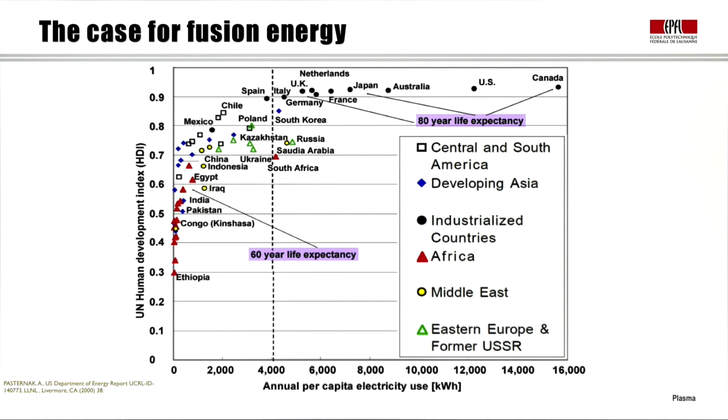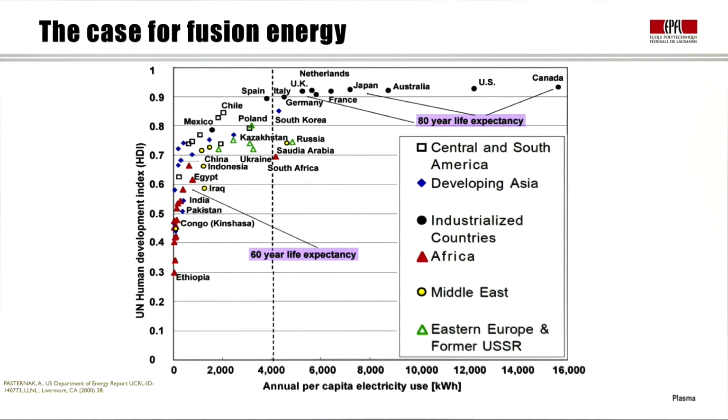I would like to discuss the case for fusion energy by considering a single parameter that measures the development of a nation, called the Human Development Index. This combines three parameters: health, education, and richness, evaluated per individual, so per capita, in terms of the life expectancy, the number of years at school, and the gross national product per capita.